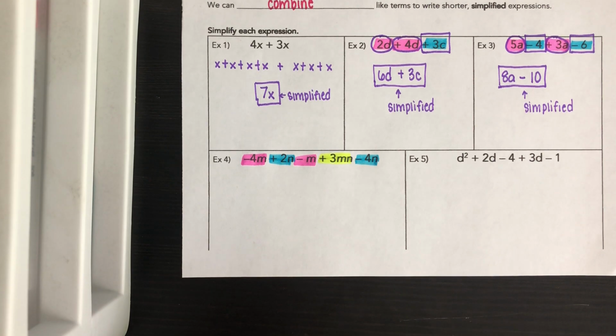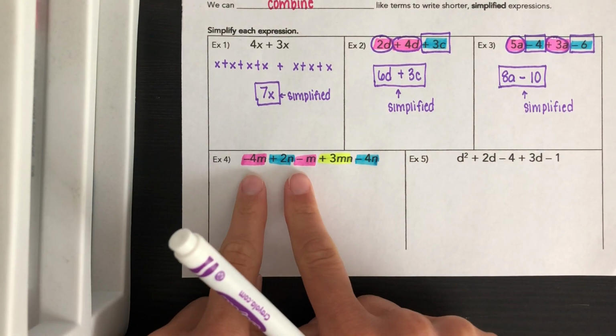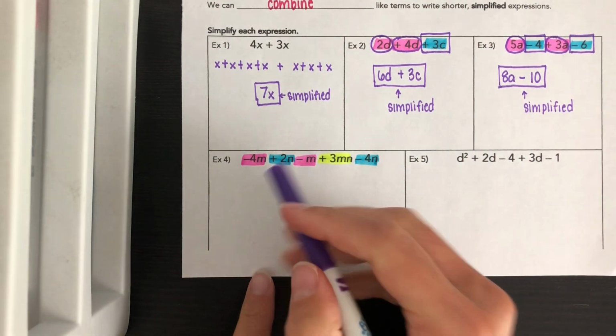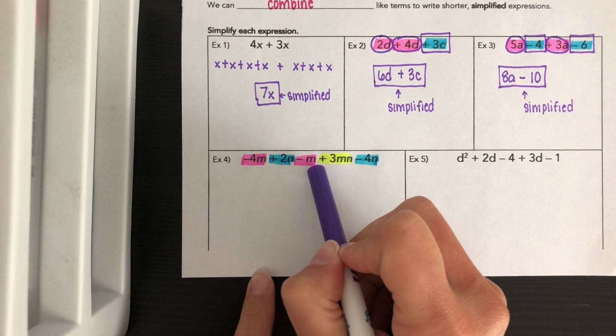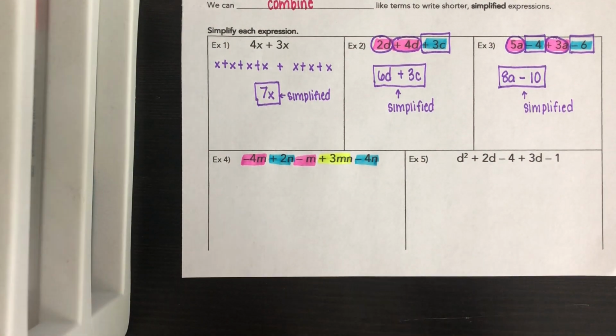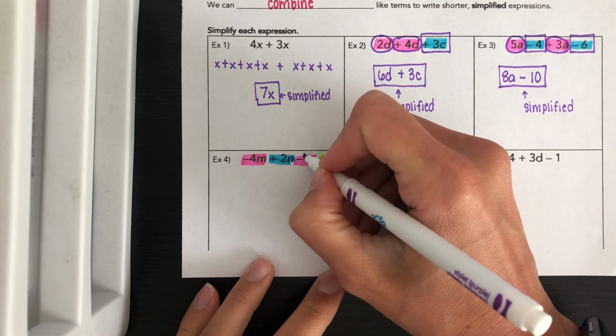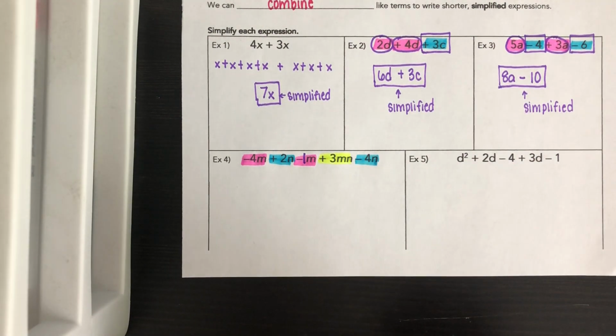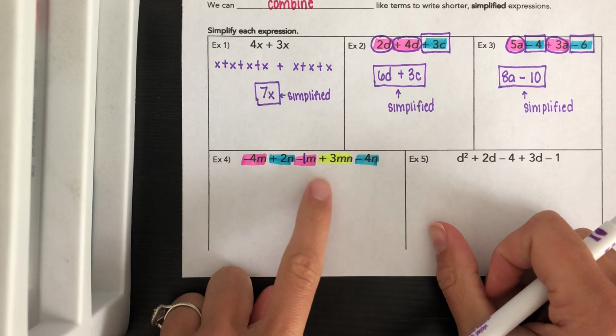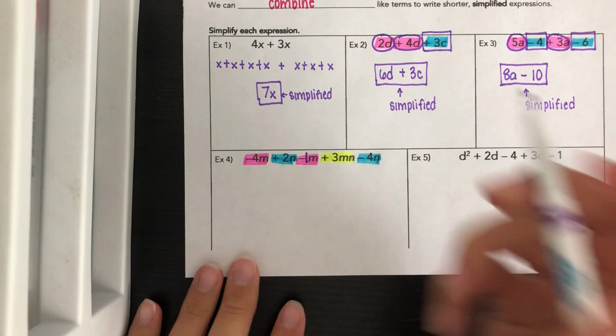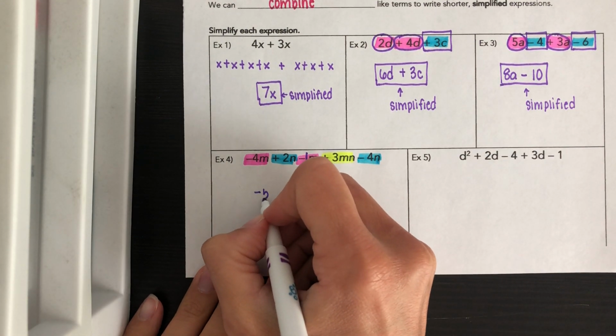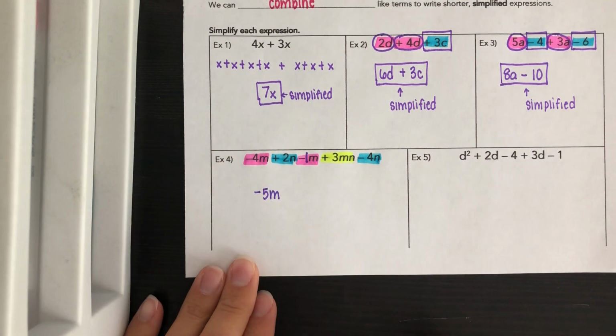Now we can go ahead and we can combine those like terms. So anything highlighted in pink, I'm going to combine together. So we have negative 4m minus m. With this, we want to be careful and remember that this really means negative 1m. So we have negative 4m's and negative 1m's. Total would be negative 5m.